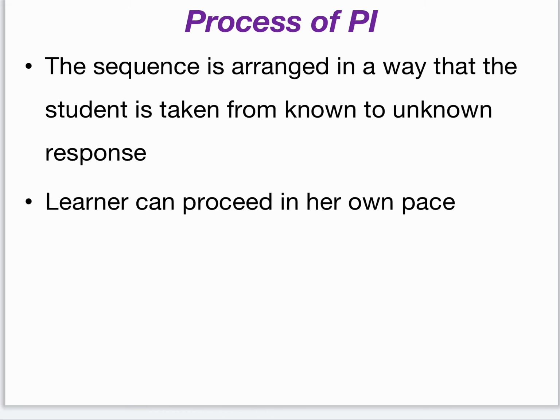The sequence is arranged in a way that the student is taken from known to unknown response. So it is made in a way that it is structured from known things to unknown things, or simple to complex things. The learner can proceed at her own pace. The learner can repeat the steps or frames again and again till the response is corrected, and he can progress according to his own pace.